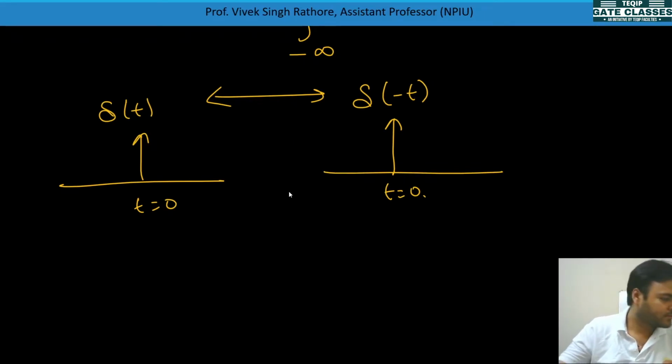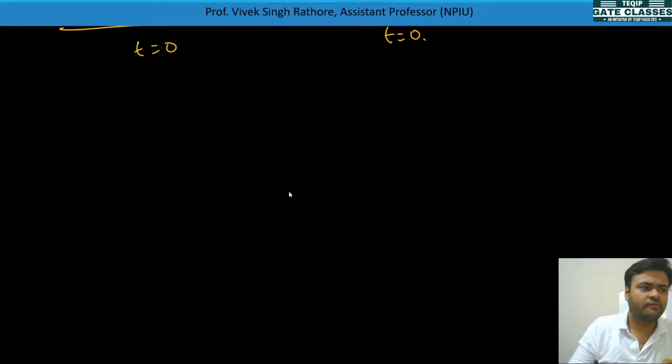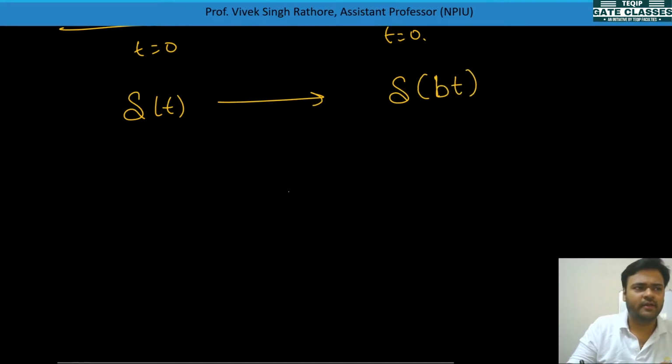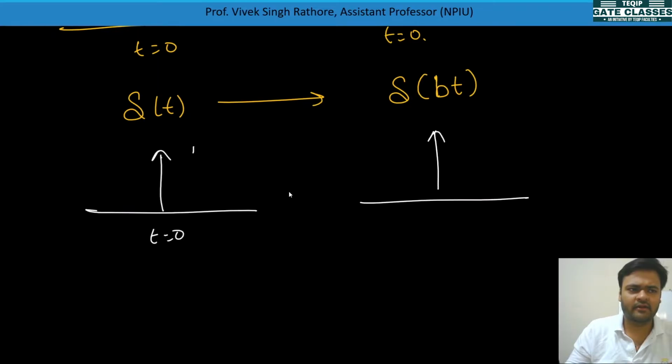Now we need to see the effect of time scaling. If you do delta t to delta of bt, let's suppose the scaling factor is b, what will happen? Actually this is delta t at t is equal to 0, and the amplitude represents the area. It will be at t is equal to 0 only, but the area will change to 1 by b. That 1 by b is the scaling factor of the area.